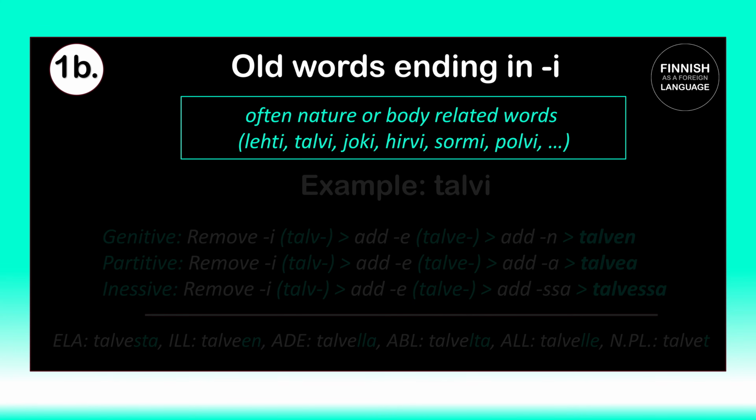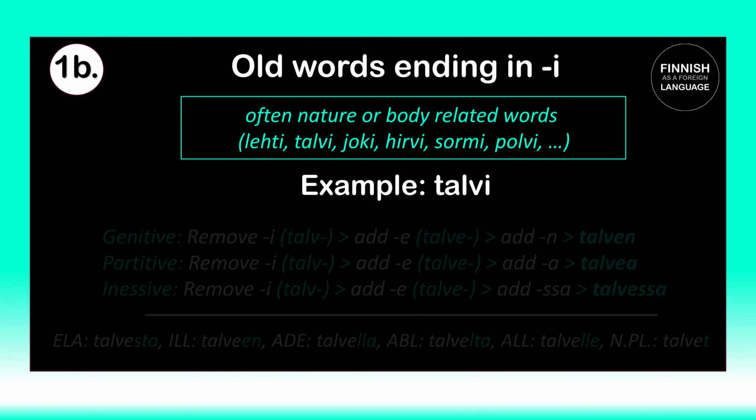Alright, now let's move on to the second group, which is about old words ending in I. Such words are often nature or body related. For example, lehti, which means leaf. It's the green part of a tree. Then we have talvi, which means winter, joki, which means river, hirvi, elk, sormi means finger, and polvi, which means knee. Let's take a look at one example.